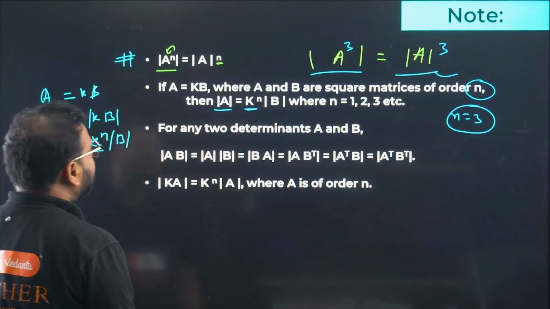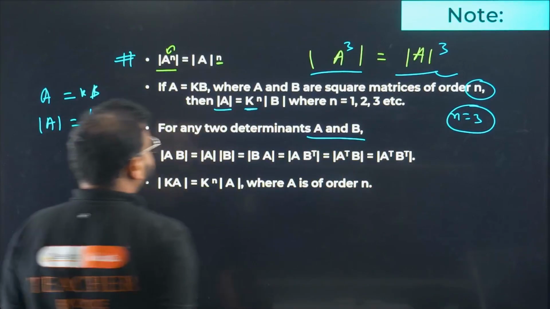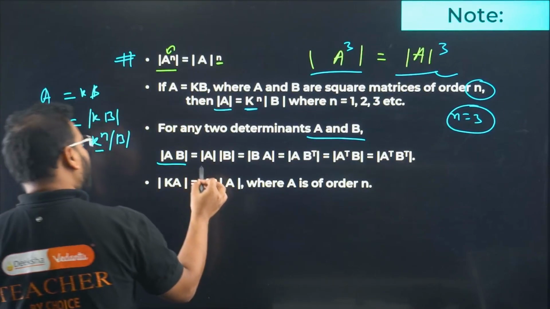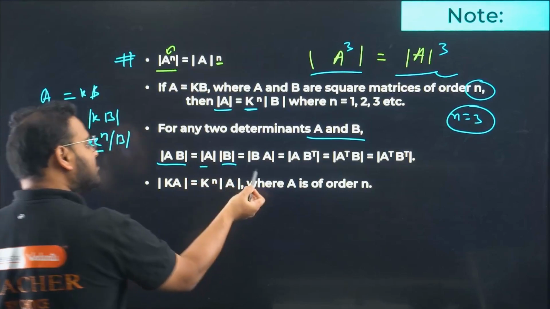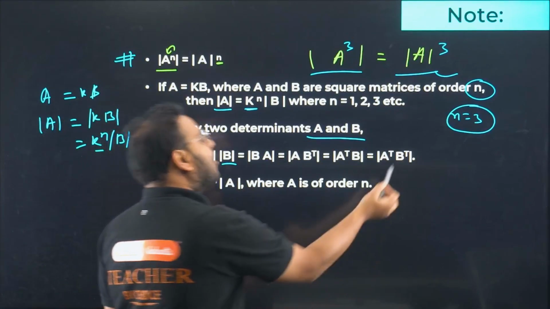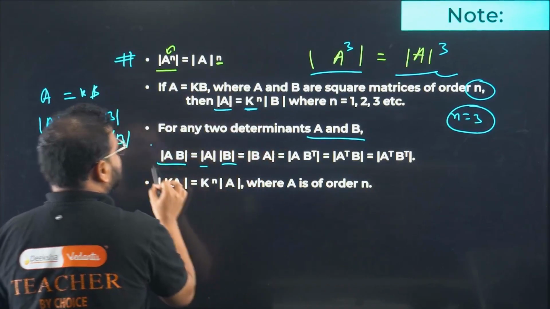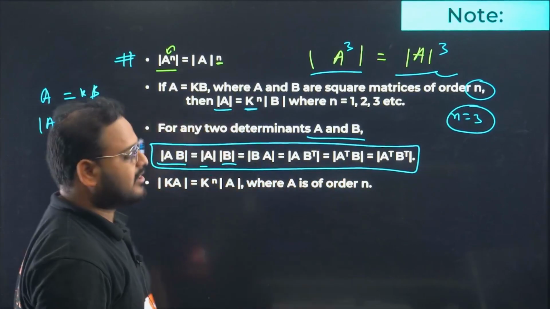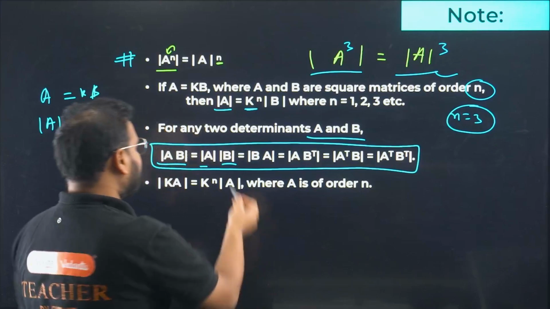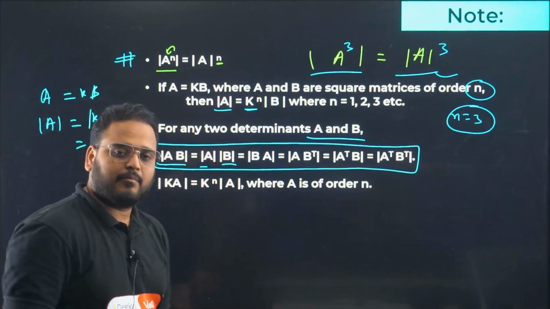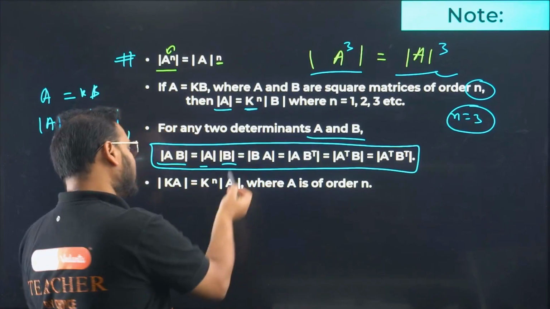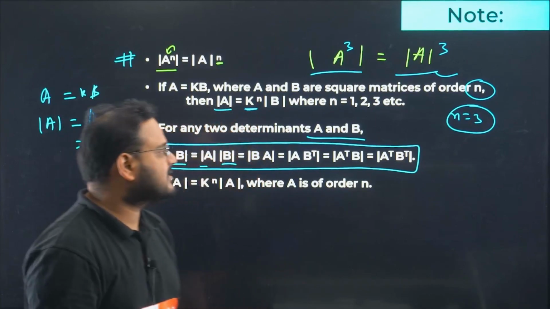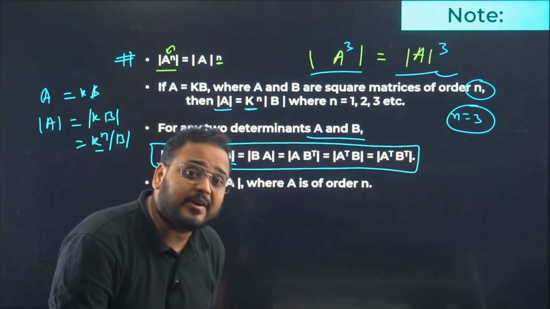For any two determinants A and B, either you take the determinant of the product, or you take the product of the determinants, or you take them in the reverse order, or you take the transpose. Always all these results are the same. You take one transpose, both transposes, multiply in a different order. First take the multiplication, then the determinant, or first take the determinant, then the multiplication. It does not matter. In determinants, the result will always be the same for any two given square matrices of the same order.